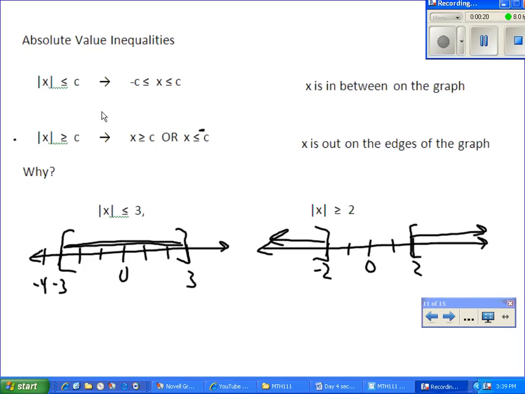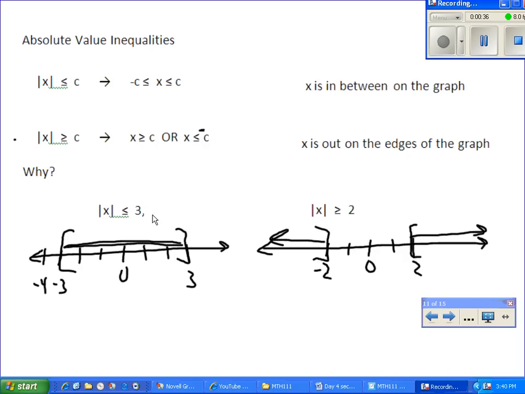So if the absolute value of x is less than or equal to a constant, that means that the value of x, the variable x, is either smaller than or equal to that constant or larger than or equal to the opposite of that constant, which probably makes no sense. So let's look at an example here.